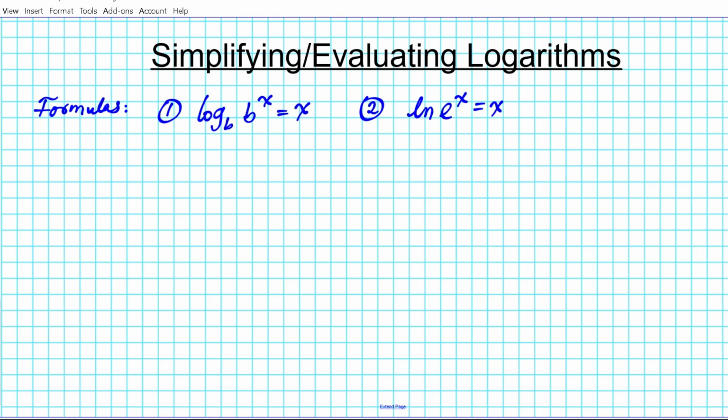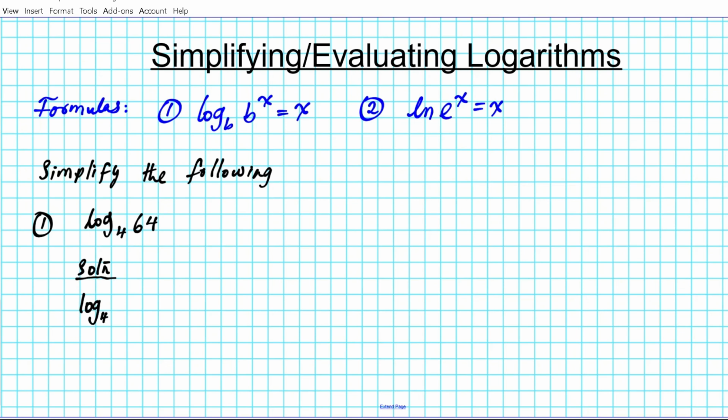All right, let's take a look at the first question. The instructions are for us to simplify the following. The first one: let's say we have to simplify log base 4 of 64. To do that, all we have to do is try and express 64 as a power of 4. So just go through your powers of 4: it's 4 to the first power, 4 to the second power, and on and on. Then you can figure it out that way.